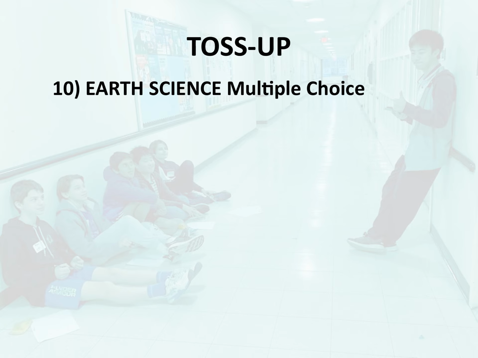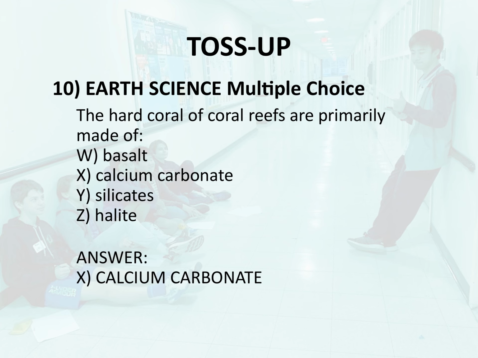Toss-up 10. Earth science. Multiple choice. The hard coral of coral reefs are primarily made of W. Basalt. X. Calcium carbonate. Y. Silicates. Z. Halite. Answer. X. Calcium carbonate.